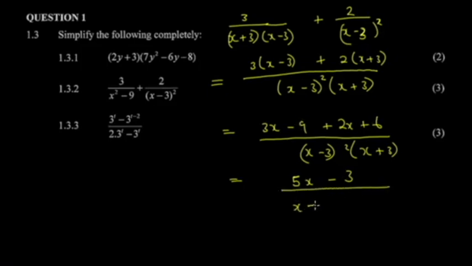So you have it over x minus 3 squared times x plus 3. Done. So this is it, you're done.